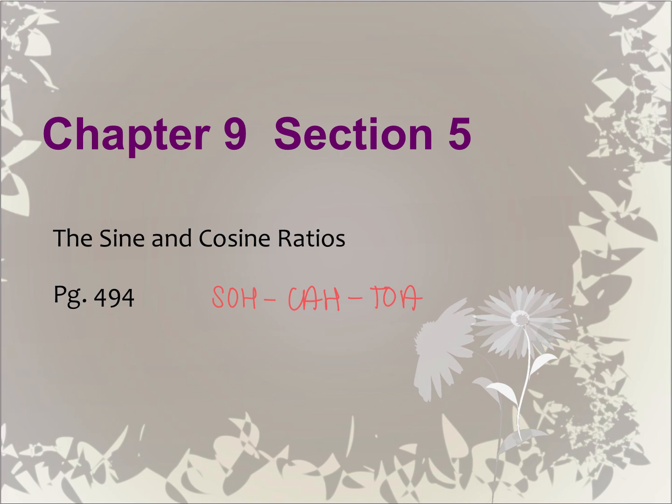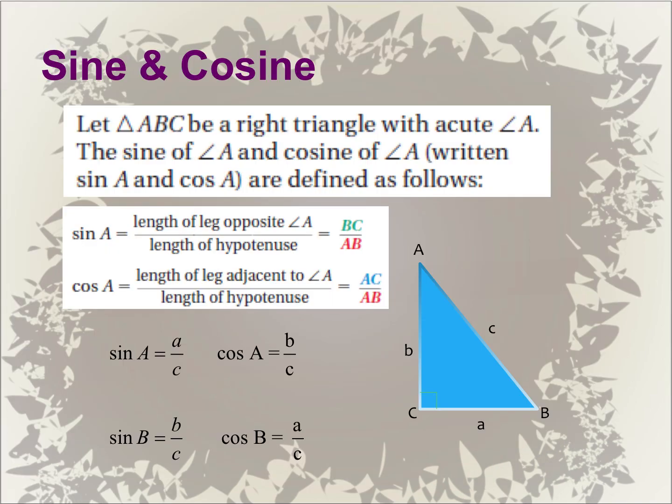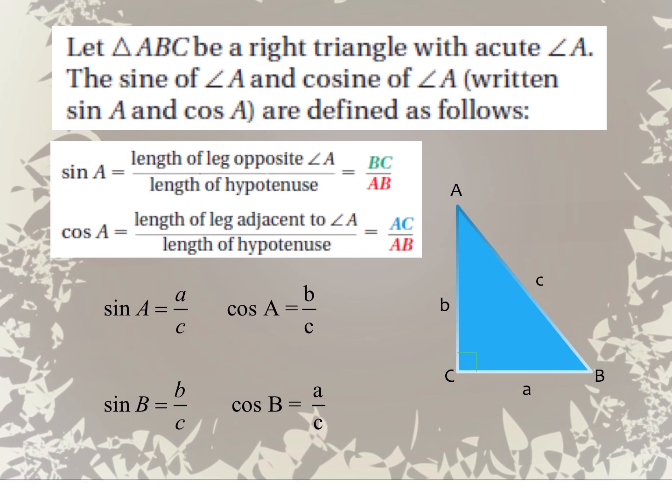So for SOHCAHTOA, sine is opposite over hypotenuse. Cosine is adjacent over hypotenuse, and tangent is opposite over adjacent. So today we're focusing on sine and cosine. All right, our sine and cosine. Let triangle ABC be a right triangle with acute angle A. The sine of angle A and cosine of angle A are defined as follows. It's just telling you the setup according to a specific angle.